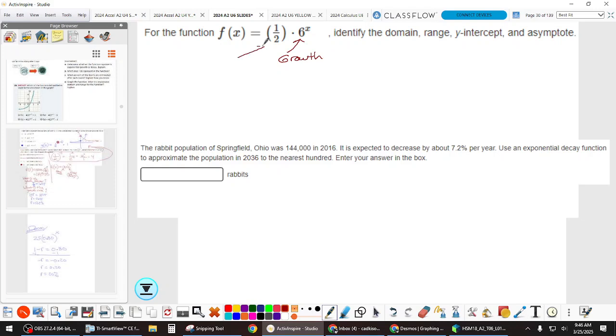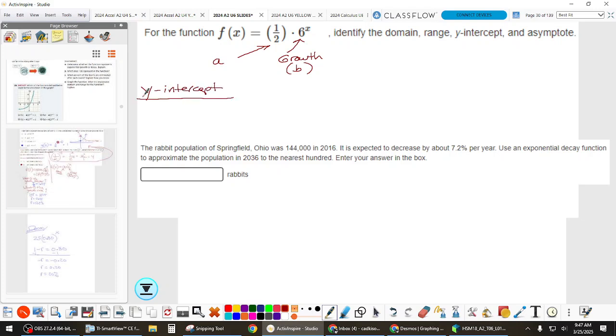Okay? What is the half? That's A. Let me put B right here. So A tells us a couple of things. It can contribute to the start value as long as we don't have a k. It's the y-intercept if we don't have a k. Did we write that in your notes? So in this case, it is the y-intercept.